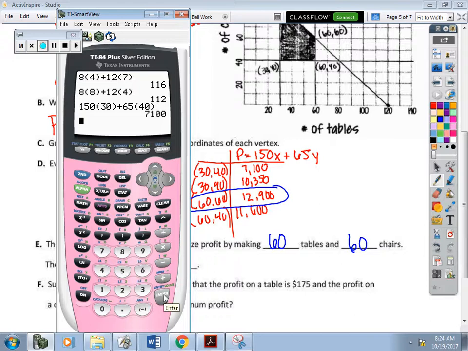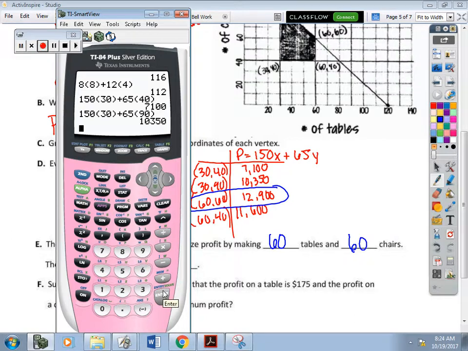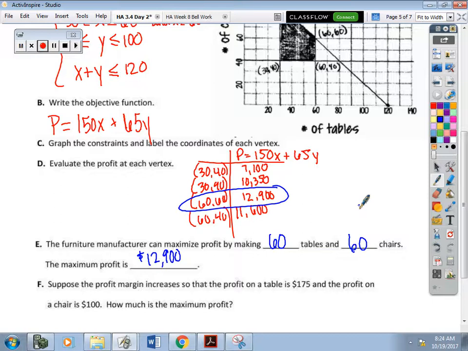Instead of having to type that all in again, you can hit second enter and it will recall what you typed the time before. And if I wanted to do the 30/90, I can just change the 4 to a 9 and hit enter, and it will calculate that for me. So it'll save you a little bit of time in terms of typing. If you don't like that, you don't have to use it, but I like to show some shortcuts when you're using a graphing calculator.